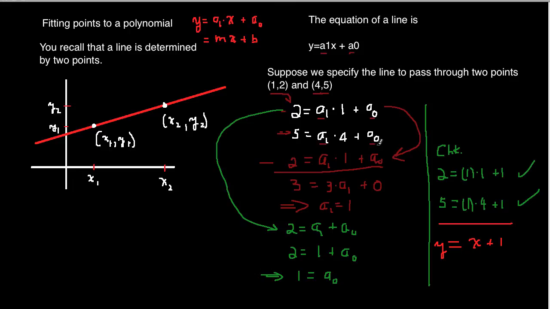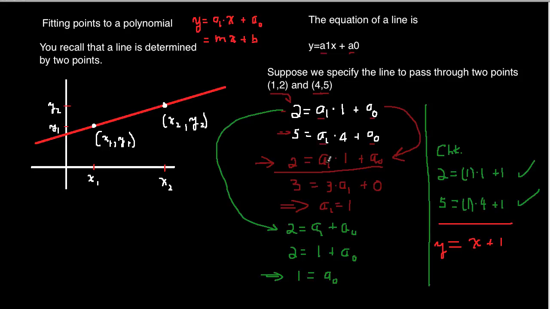Now to solve 2 equations with 2 unknowns, I can do it a number of ways. The way I decide to do it is I'm going to take this first equation and subtract it from the second equation. So right here, I rewrite that first equation: 2 equals a1 times 1 plus a0, right? That's the first equation. I subtract it. a0 from a0 is 0.